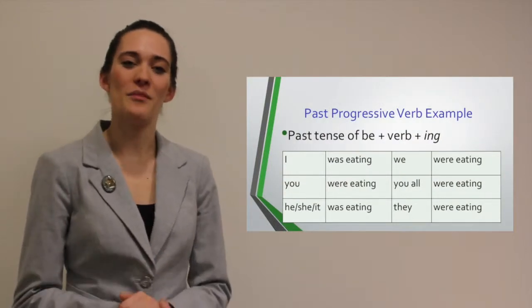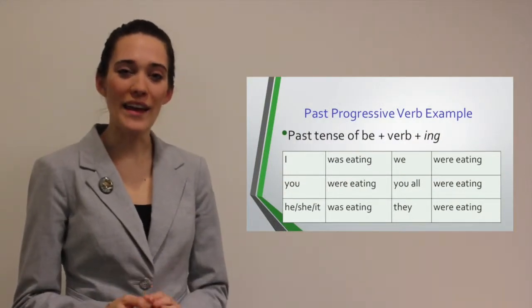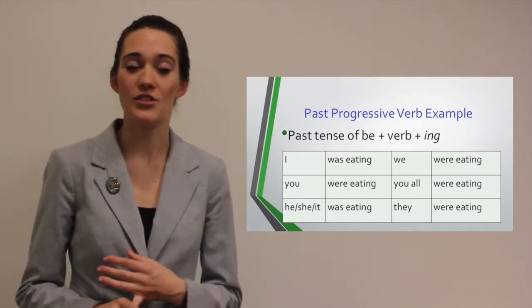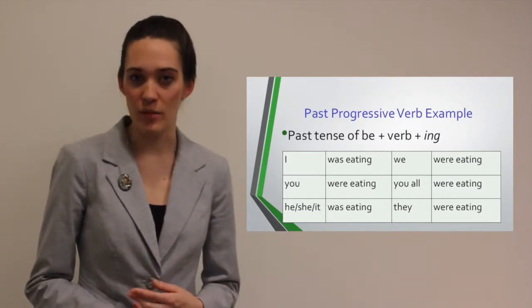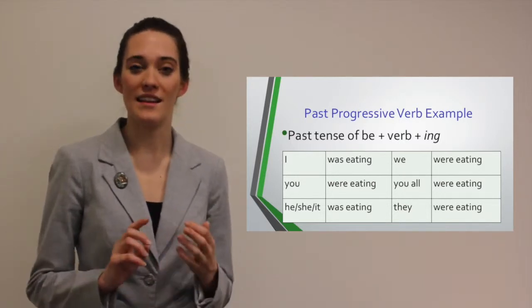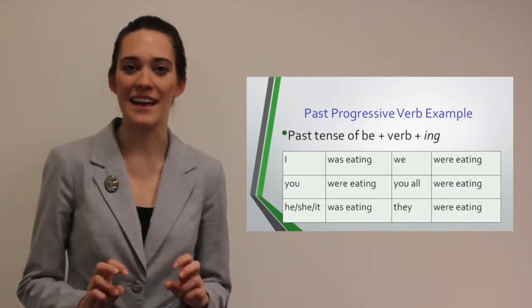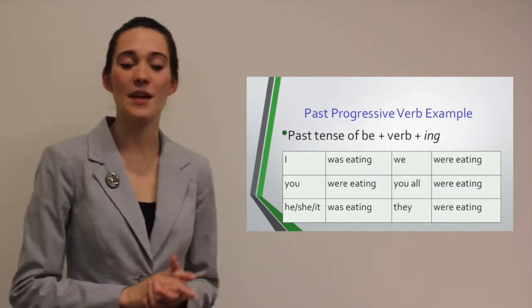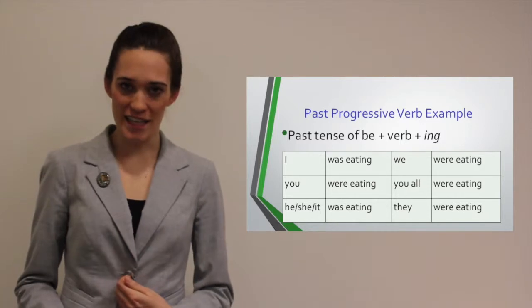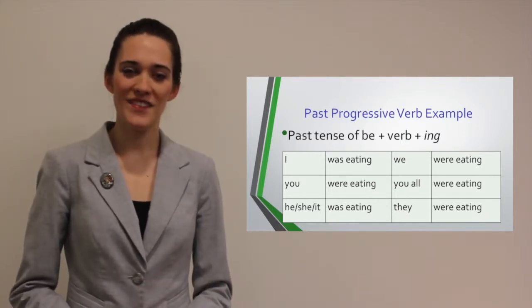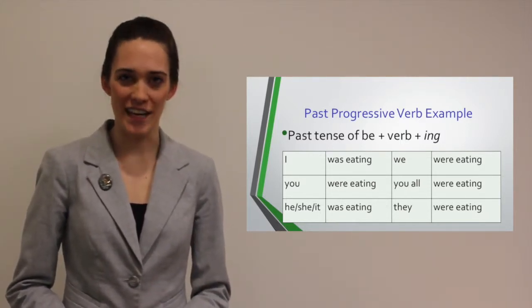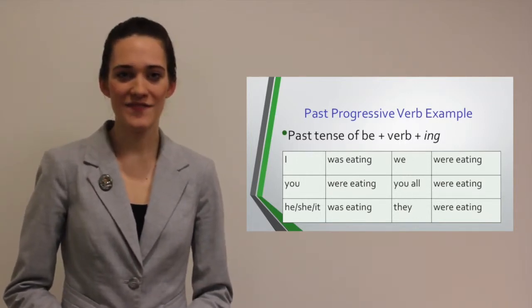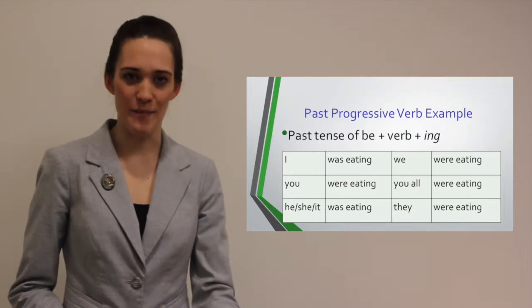Here's an example of a past progressive verb. The way that you organize a past progressive verb is a conjugation of to be plus the normal verb, and then ing at the end. For example, here's the example of to eat. I was eating, you were eating, he, she, it was eating, we were eating, you all were eating, and they were eating. Say it with me.